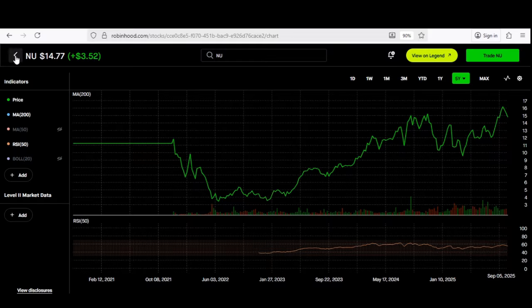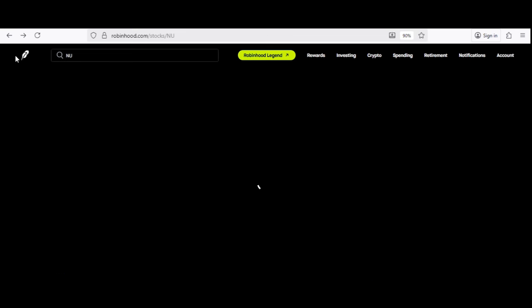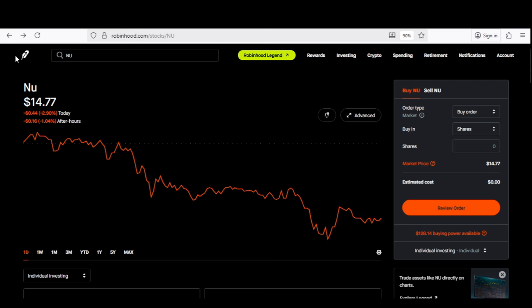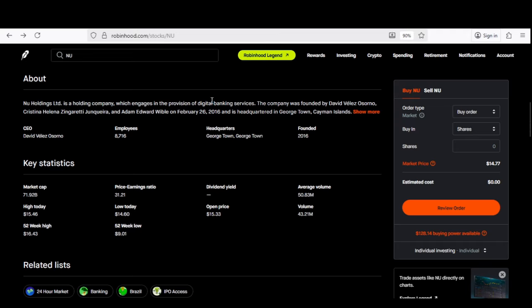Now, let's go back to Nubank so I can give you some additional information before we make a decision on what option strategies we want to use to trade Nubank. Nubank Holdings is, let's say, the mother company, and it's Nubank Holdings, not to be mistaken with Nubank. Nubank Holdings is headquartered in Georgetown, in the Cayman Islands. However, Nubank is a subsidiary of Nubank Holdings. Make sure you do not confuse the two.